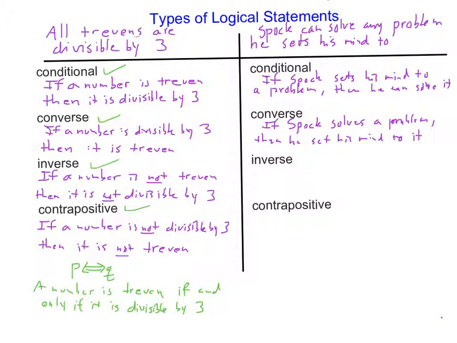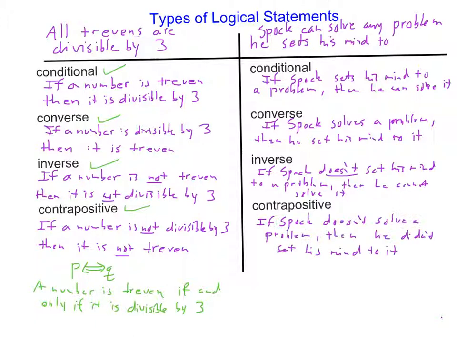So this one's a little bit tricky because of the order of these events, since you normally want to set your mind to it before solving the problem. So I'm going to write this in a different tense. If Spock solves a problem, then he set his mind to it. And next up, the inverse. So this is negating both parts. If Spock doesn't set his mind to a problem, then he cannot solve it. And lastly, the contrapositive. If Spock doesn't solve a problem, then he didn't set his mind to it.